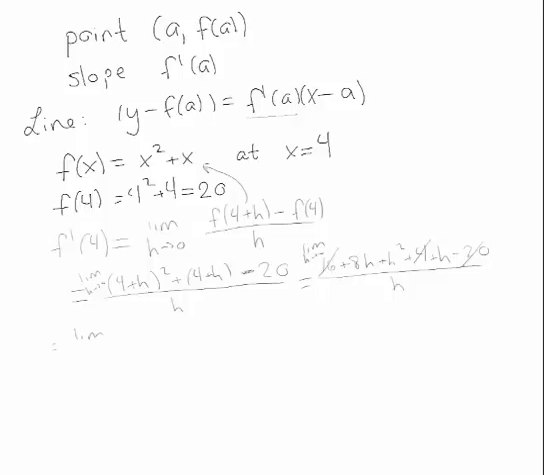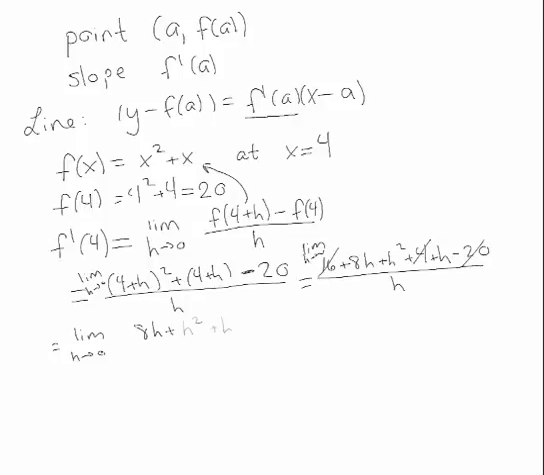So I get the limit as h goes to 0 of (8h plus h squared plus h) over h, which is, if I cancel out some h's, the limit as h goes to 0 of 8 plus h plus 1, which is just 9. Now notice at the beginning I couldn't just plug in 0 for h, because then I would be dividing by 0. But now I can plug in 0 for h, and I just get 9. So my derivative at 4 is 9.